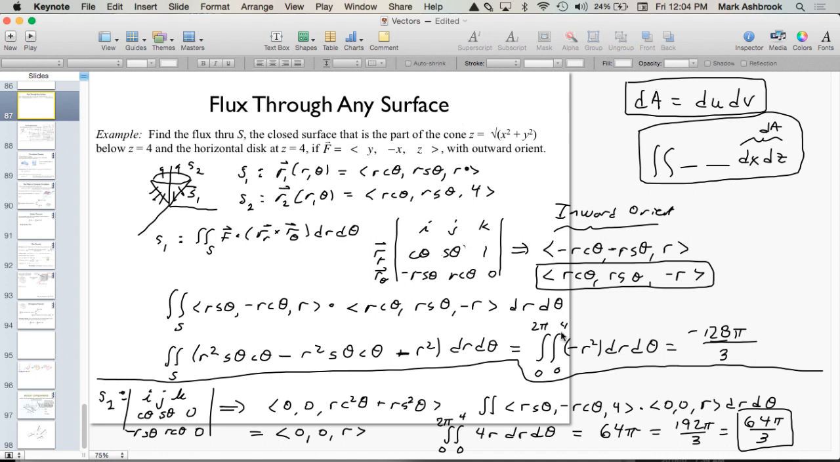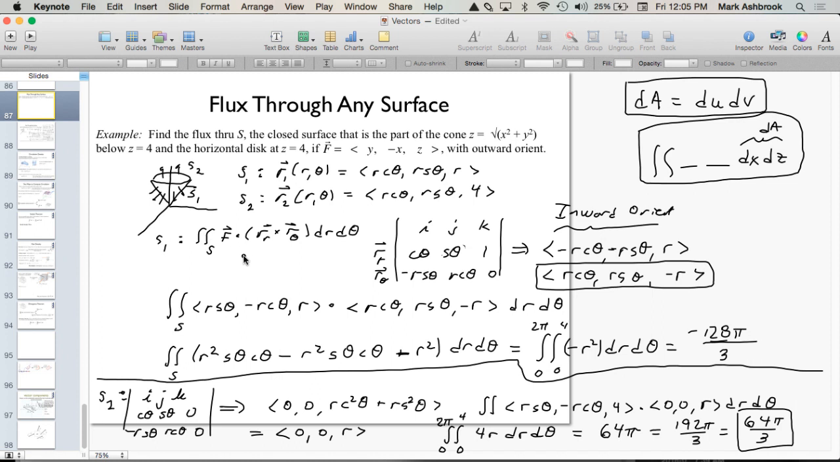And so why does this make sense? Well, because of the positive Z component on our field. That means the vectors of the field are heading up, and so we would expect outward flow through that cone to be negative. That's what we got. And then outward flow through the disk to be positive, because the Z coordinate has positive Z components for the field. So it makes sense that we got negative for the cone and positive for the disk.